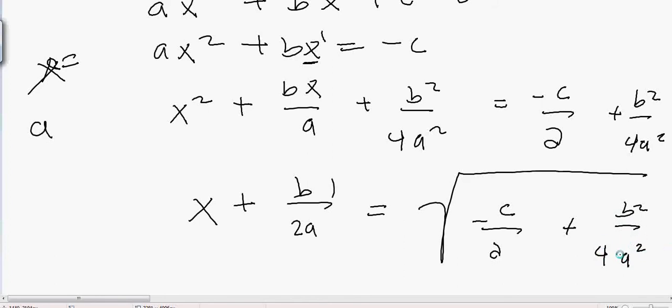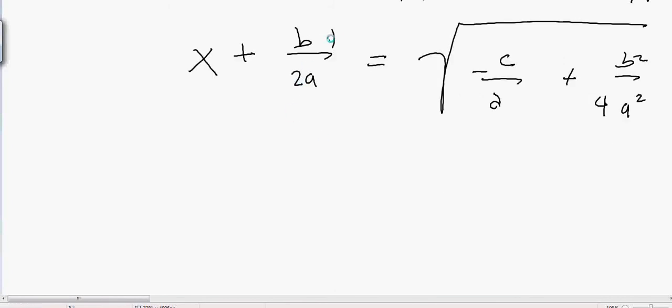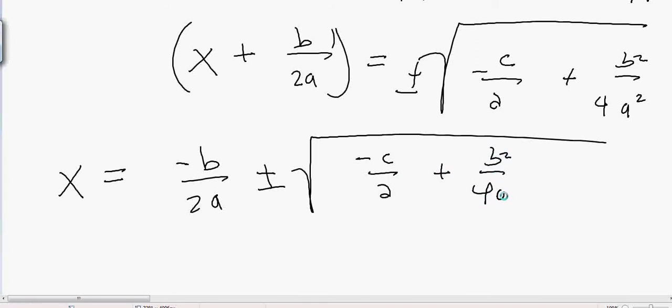Now we will go back to the notion of creating a common denominator. Well, actually first you would want to isolate x and move the b over 2a over here, so it becomes plus or minus the radical. So x would be equal to negative b over 2a plus or minus the square root of negative c over a plus b squared over 4a squared.